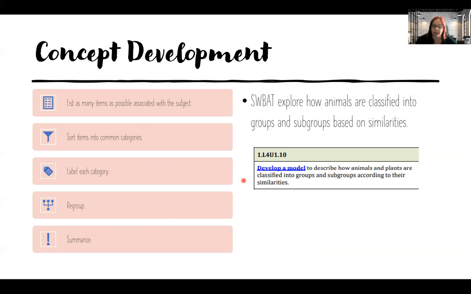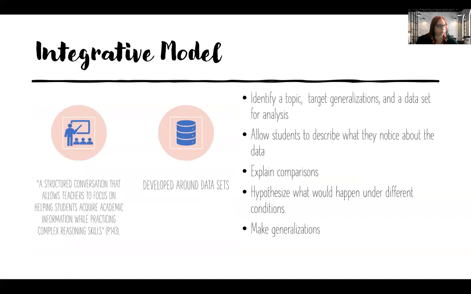After they've labeled the categories and you've had some time to talk about those categories and regroup them, then that's when your teaching happens. So having students develop that experience and make their own connections first only supports their learning at a deeper level. All right, let's look at the next model.